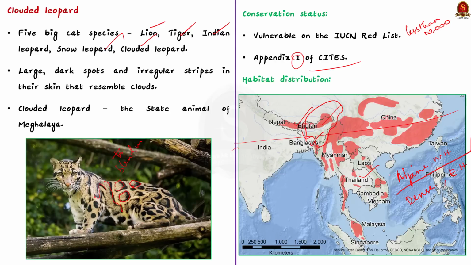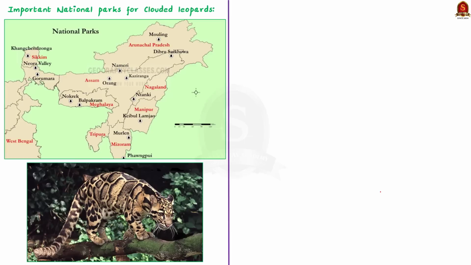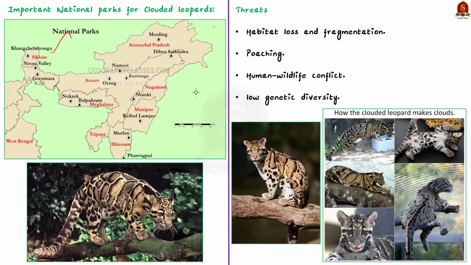Important national parks where clouded leopard can be found are Kanchenjunga National Park in Sikkim, Manas National Park in Assam, Balpakram National Park in Meghalaya, Dehing Patkai National Park in Arunachal Pradesh, Buxa National Park in West Bengal, Clouded Leopard National Park in Tripura. Talking about the threats faced by them, see, the first issue is habitat loss and fragmentation.